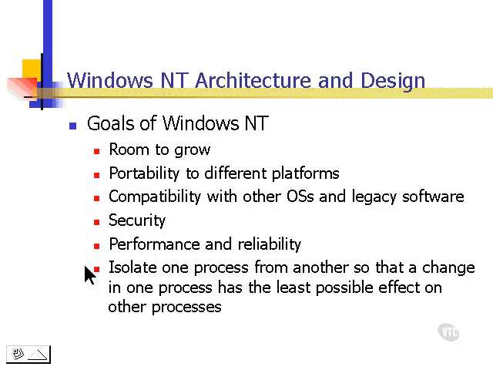And in regards to performance and reliability, one of the goals was to be able to isolate one process from another so that a change in one process would have the least possible effect on the other processes. So this was all accomplished by the architecture.